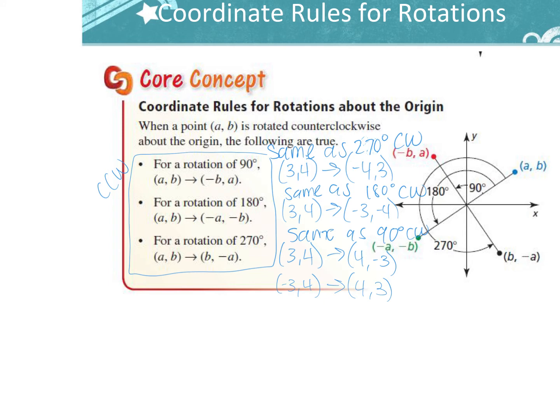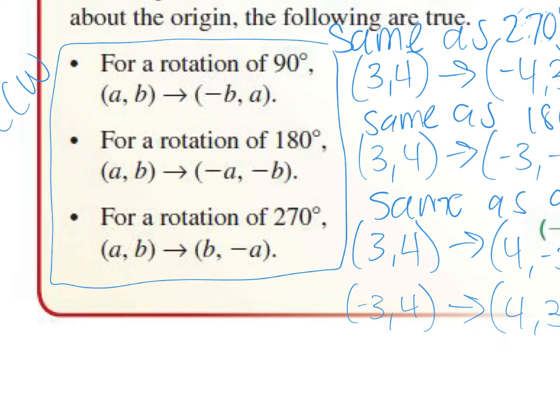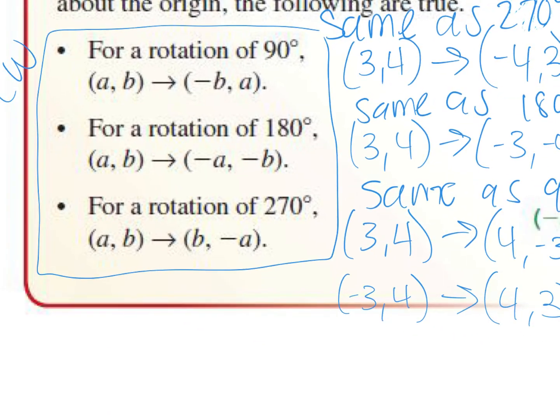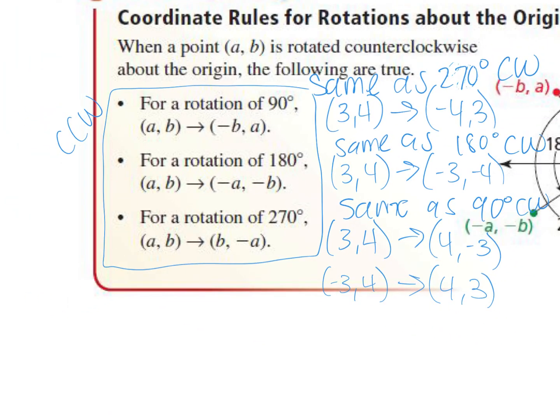Look, this last one is rotation 270 about the origin counterclockwise. B comma negative A, my rules, okay? These three are going to have to get memorized.